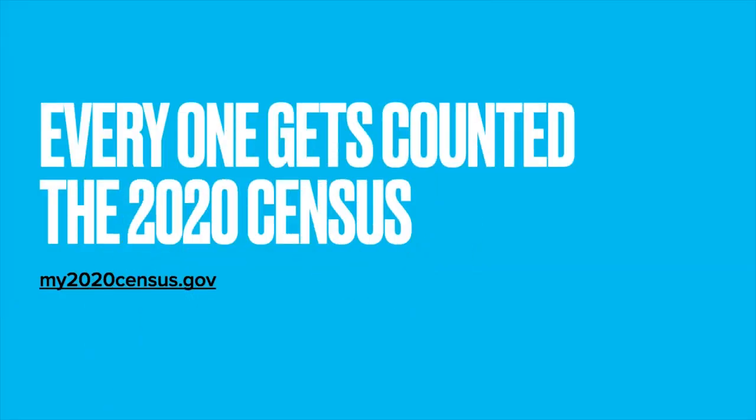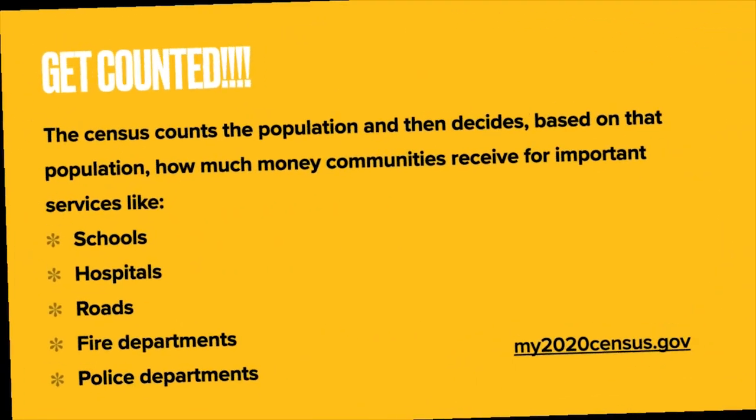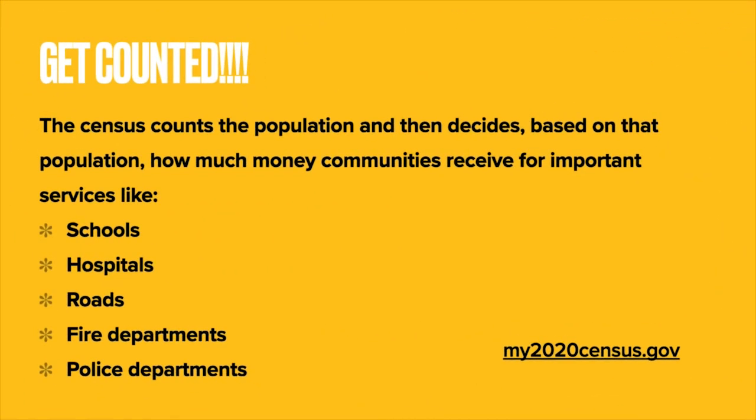Everyone gets counted. The 2020 Census. Go to my2020census.gov. Get counted. The census counts the population and then decides, based on that population, how much money communities receive for important services like schools, hospitals, roads, fire departments, and police departments. Go to my2020census.gov.